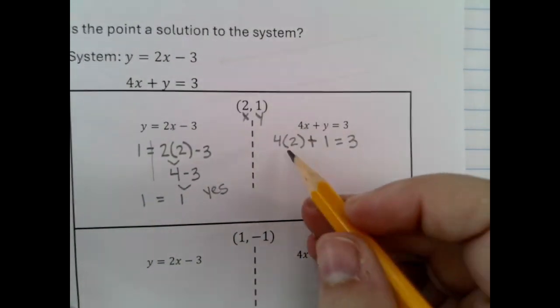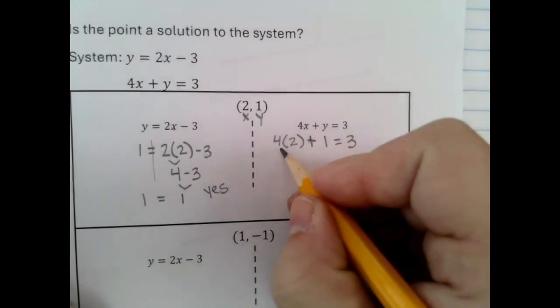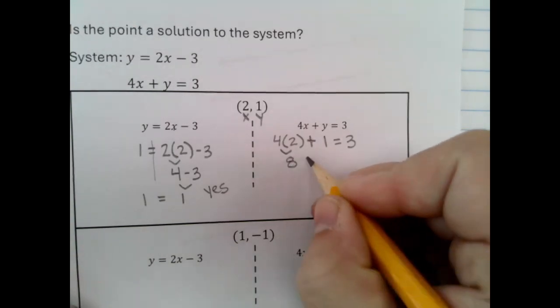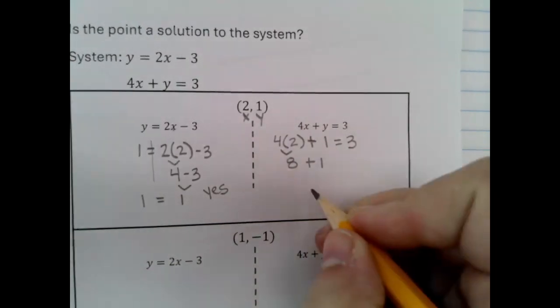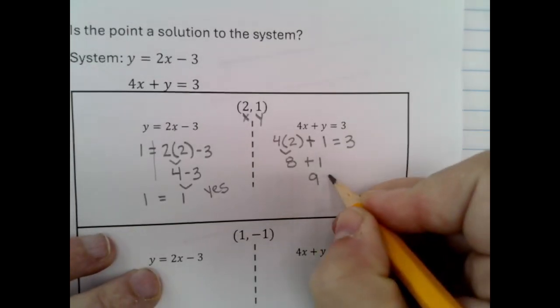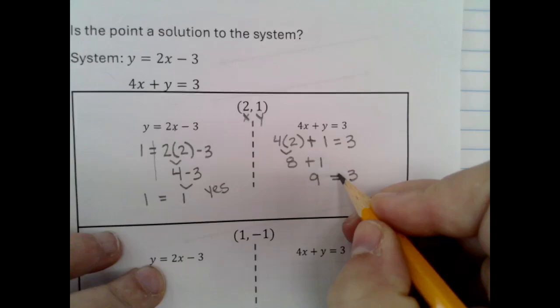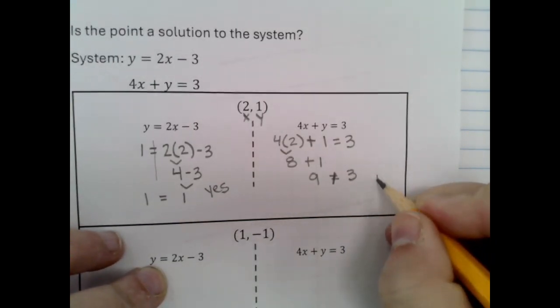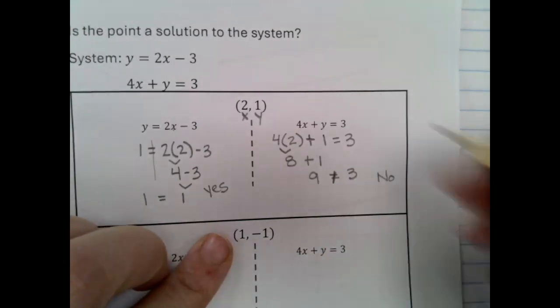All right, again, we're following our order of operations. So do I multiply first or add? Multiply. What's 4 times 2? 8. All right, 8 plus 1? 9. So does 9 equal 3? Nope, so we can put a little slash through that equal sign saying it's not. So this one's a no. It did not work. They're not equal to each other.